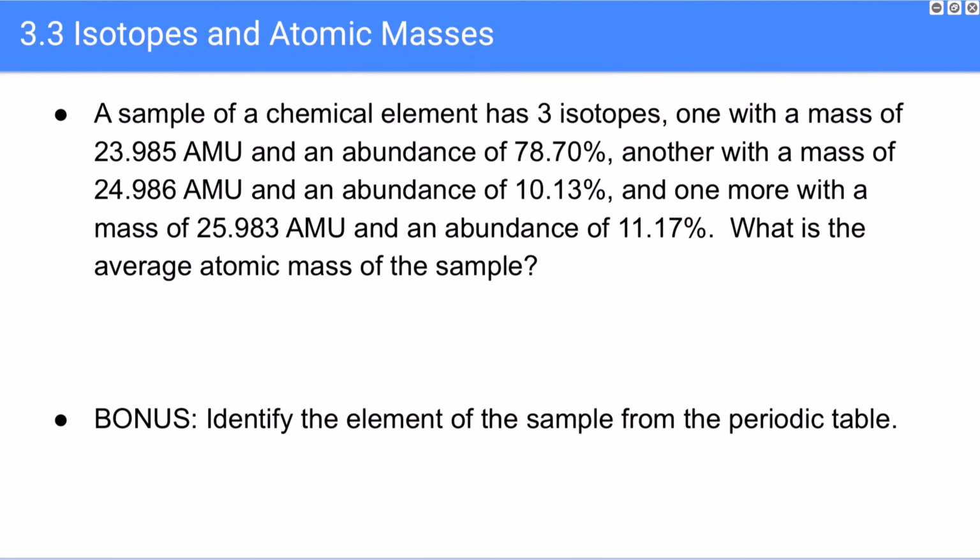All right, so I've got one more practice problem here associated with calculating average atomic mass. So let's take a look and read through this quickly. It says a sample of a chemical element has 3 isotopes, one with a mass of 23.985 AMU and an abundance of 78.70%, another with a mass of 24.986 AMU and an abundance of 10.13, and one more with a mass of 25.983 AMU, and with an abundance of 11.17, and what is the average atomic mass of the sample.